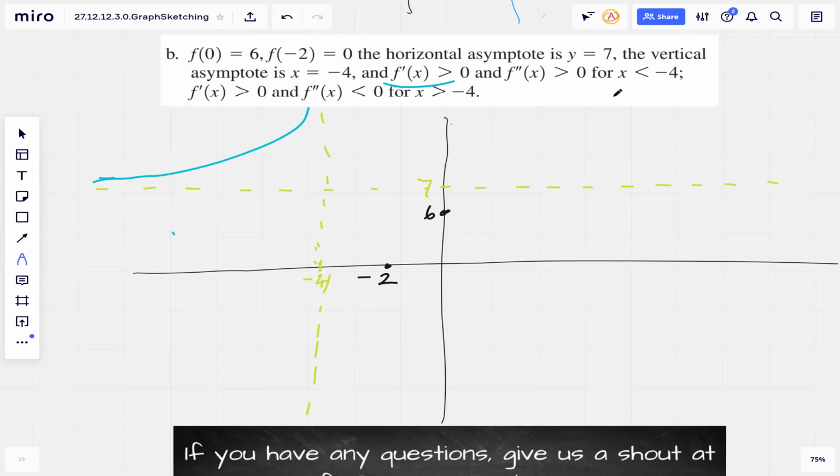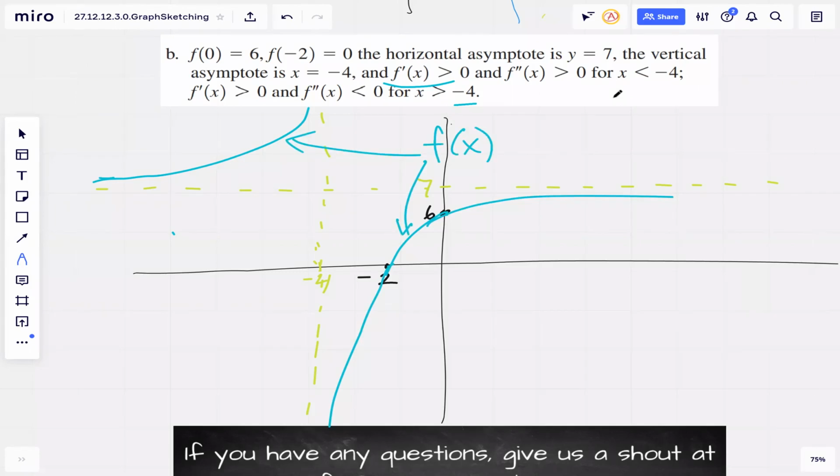Now, when x is greater than negative 4, our derivative is positive, so our function is increasing, but our second derivative is negative, so it's concave down. Our function has to pass through the x-intercept of negative 2 and the y-intercept of 6, so it's got to go through those two points. It probably looks like this. We have to maintain those conditions of the asymptotes. So it looks like these two blue curves put together give us our function. Good.